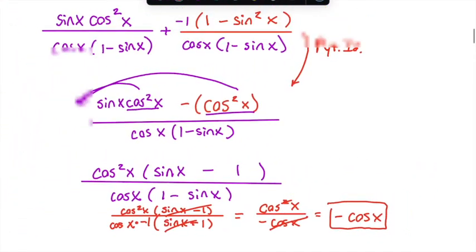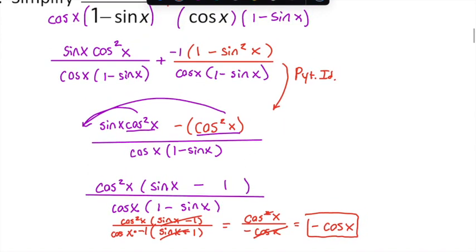Let me zoom out there. The big step was the Pythagorean identity step right there. It's been used in almost every problem.